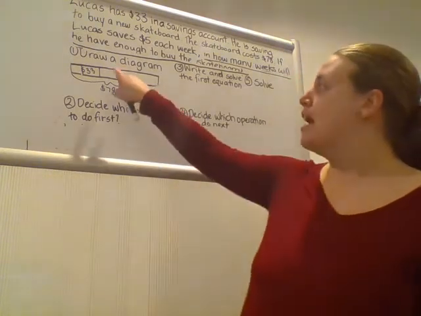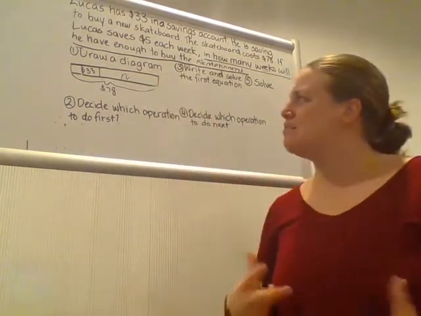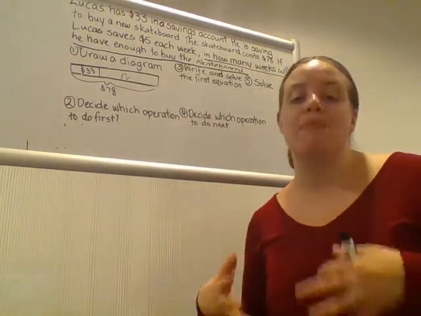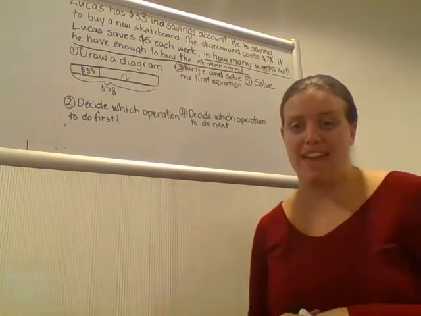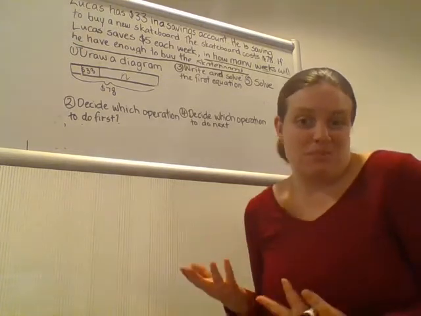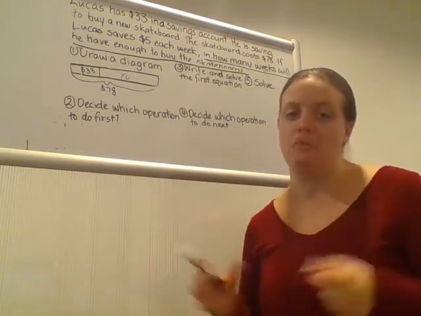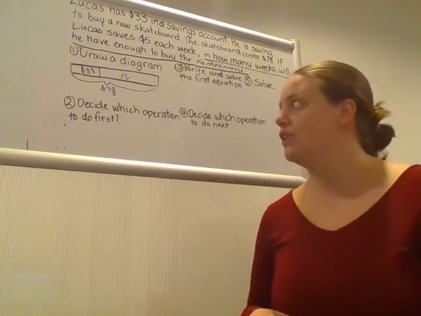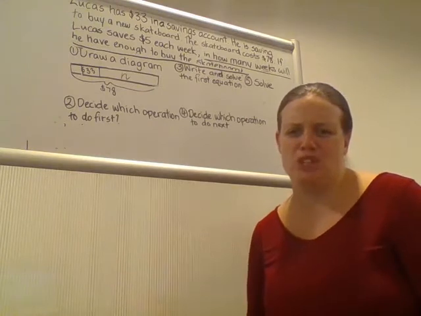So my first unknown, I've used N. So N is representing how much more money he needs to save. Remember, I can choose any letter I want to represent that. I just thought N was the one I chose to use. Happens to be the one the book uses too, but you can use any letter you want to represent an unknown.